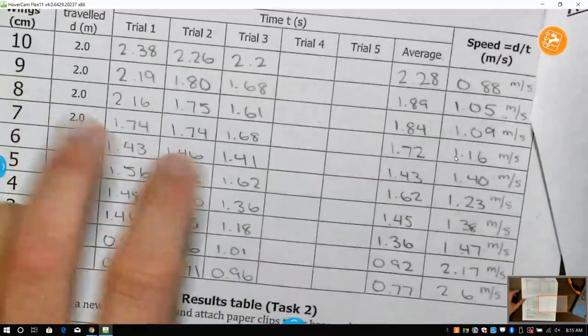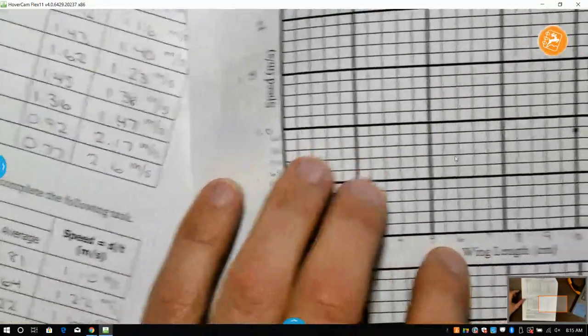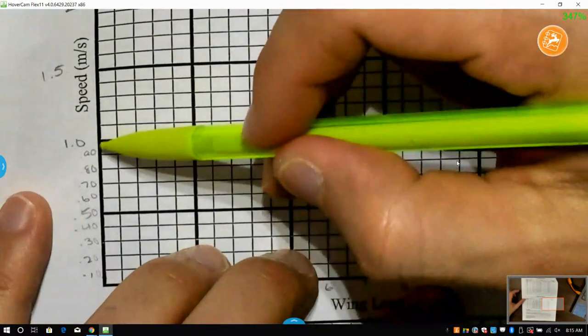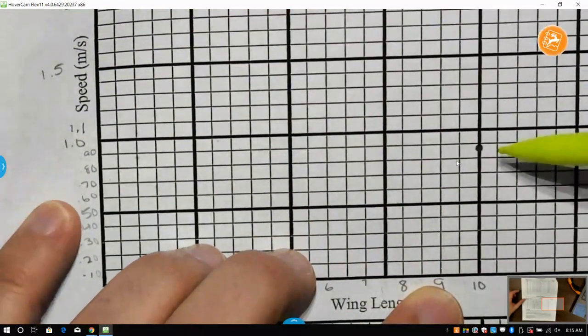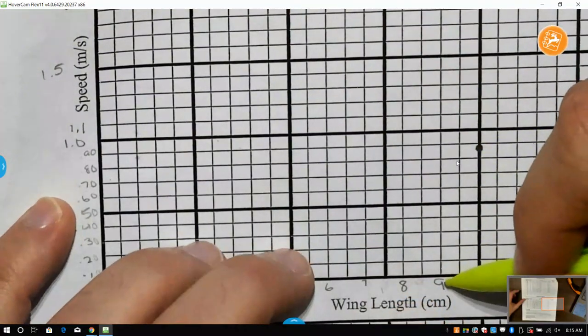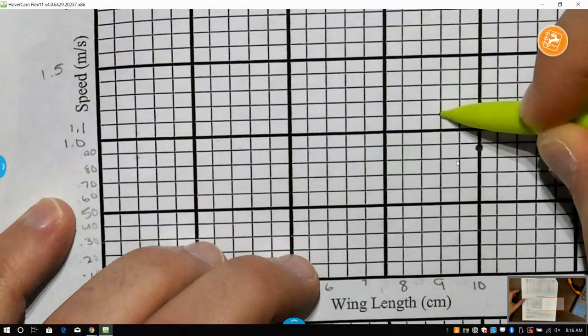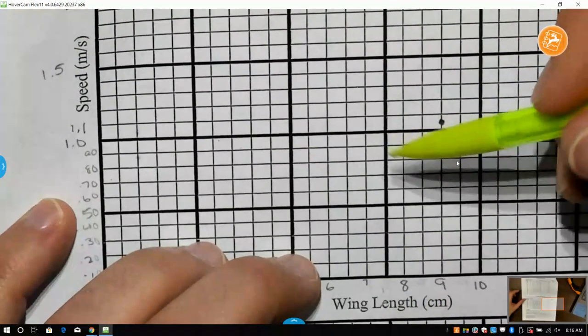Then at 9 centimeters, I'm right around 1.05. So then I would go to the 9 centimeter mark. This is 1.0, this would be 1.1, so it should be in the middle of those two. So make sure you're at the 9 centimeter mark. This is 1, this is 1.1. We will be at 1.05, so somewhere in the middle here. And then you continue on.